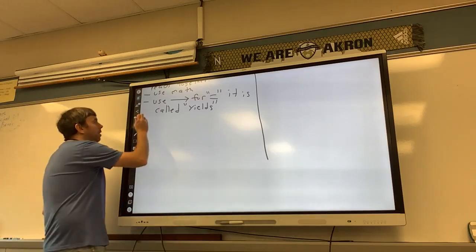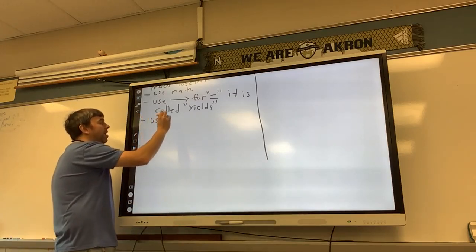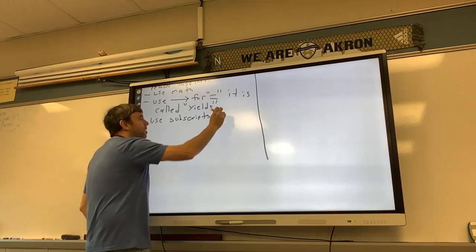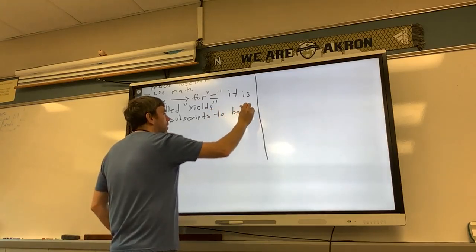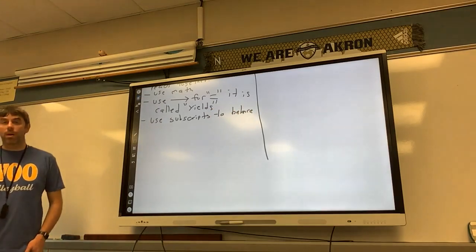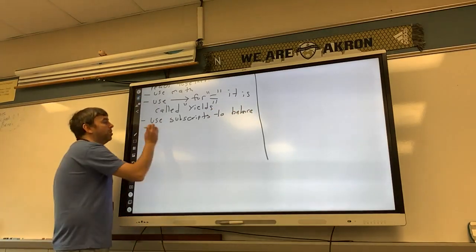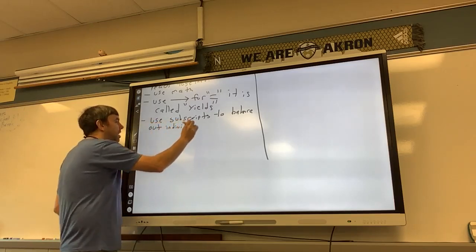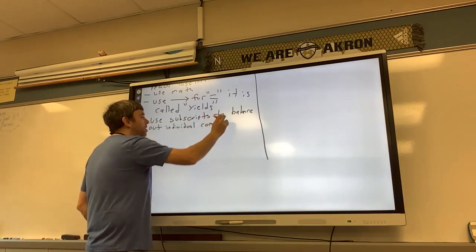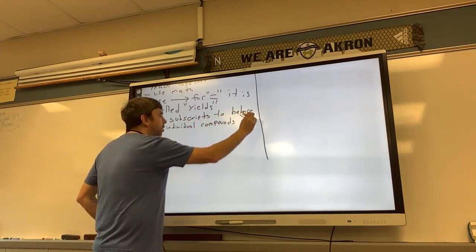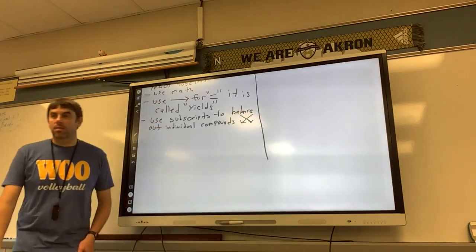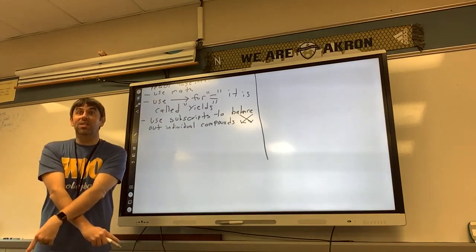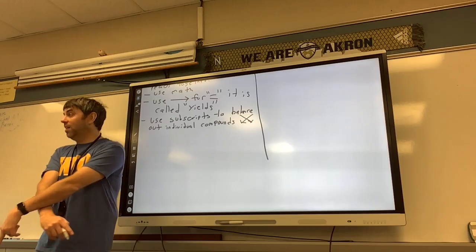This next part is what we've been doing. I'm going to write it down. We're going to use subscripts. We're going to use subscripts to balance. What's a subscript? The little numbers, right? We're going to use subscripts to balance out individual compounds. Would you agree that's what we've been doing the last 2 weeks? That's our crisscross. We've been bringing the charges down and they've been turning into subscripts. Are you guys okay with that?